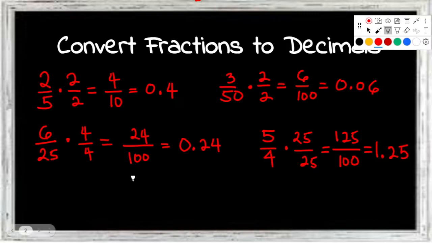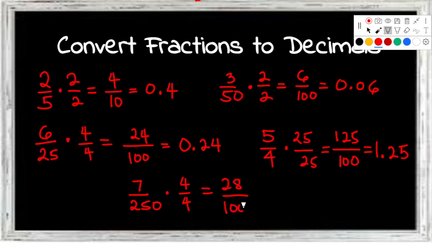And 7 by 250. 250 is greater than 10 and 100, so let us try to turn it to 1000. Multiply by 4. 7 times 4 is 28, and 250 times 4 is 1000. So this will be 28 thousandths, or 0.028. So its place value is in thousandths. So this is tenths, hundredths, and thousandths.